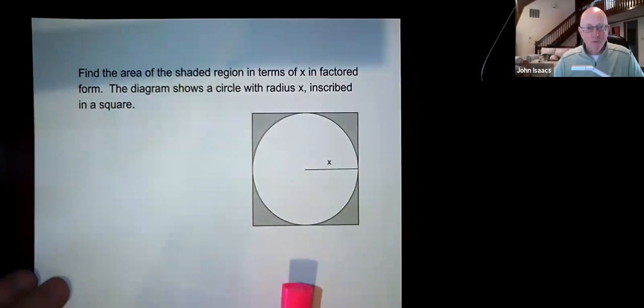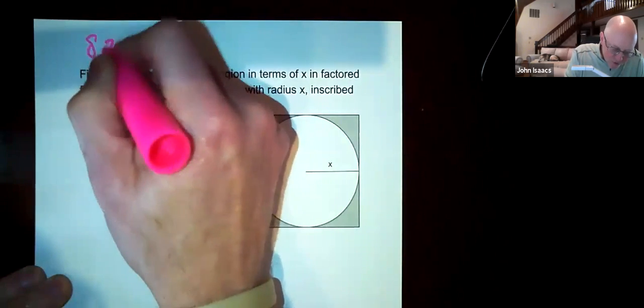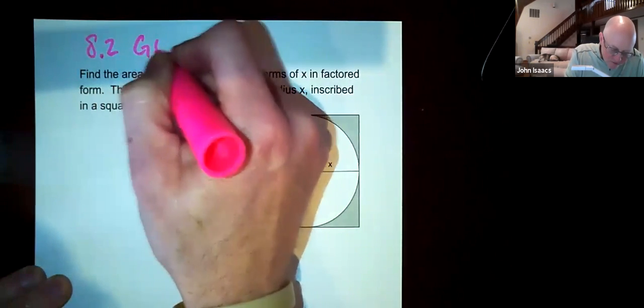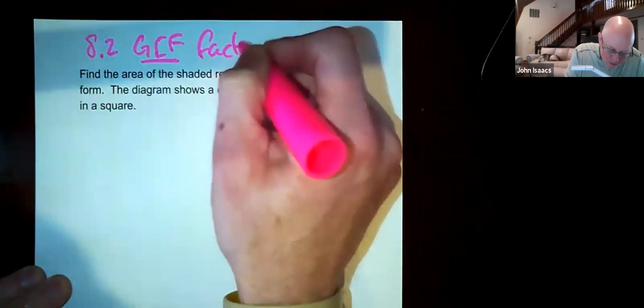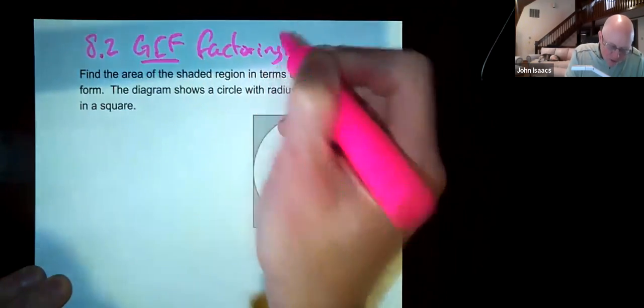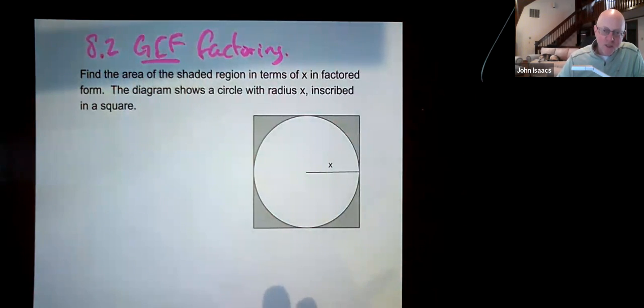Here's another problem. Last one for chapter 8.2. 8.2 is on GCF factoring. GCF factoring. Very important element of this whole factoring process, which is possibly the most important thing you learn in high school math. It's certainly one that you won't see the end of in Algebra 1.